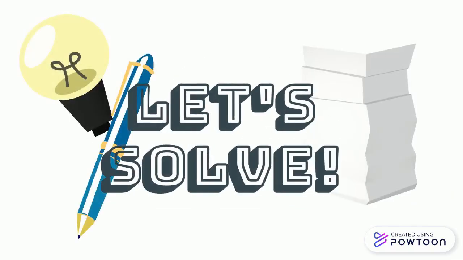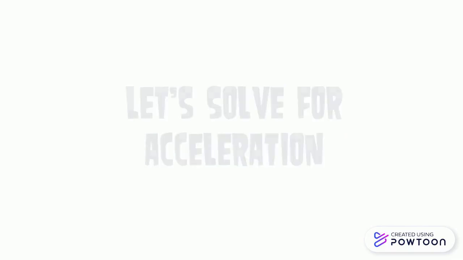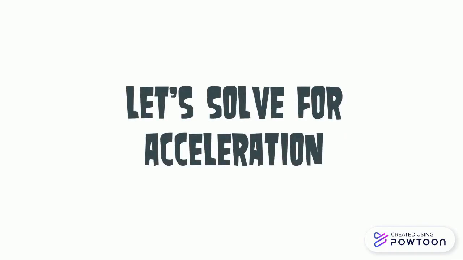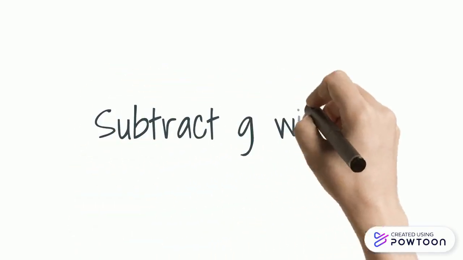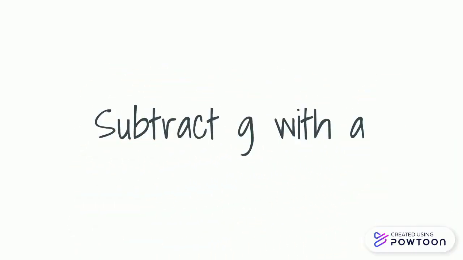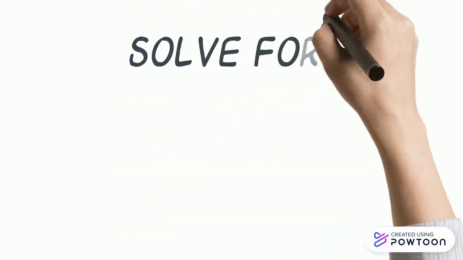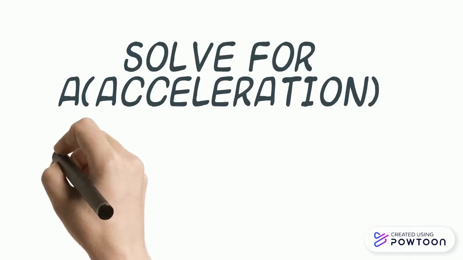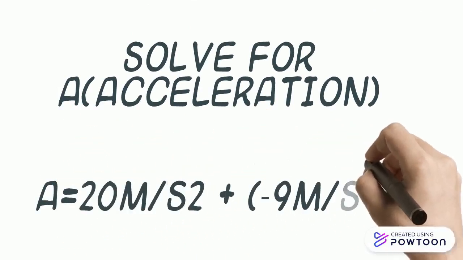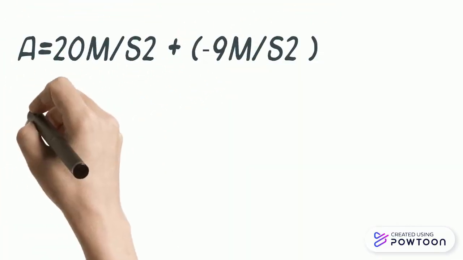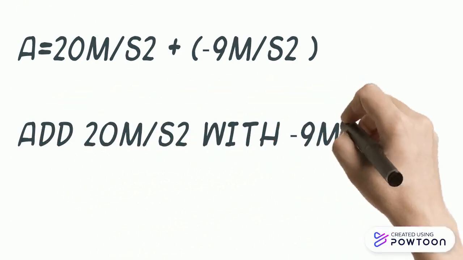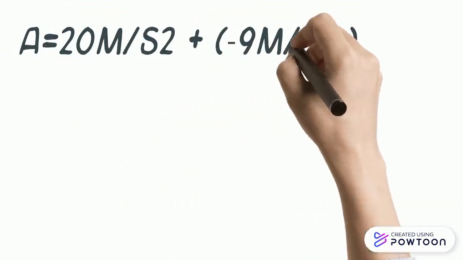Let us now proceed to the actual solving. First, let us solve for a, or acceleration. For this specific problem, we will subtract acceleration from gravity. We will then have an equation: a is equal to 20 meters per second squared plus negative 9 meters per second squared. Simply add 20 meters per second squared and negative 9 meters per second squared and copy the unit. We will then have 11 meters per second squared, which is our acceleration.